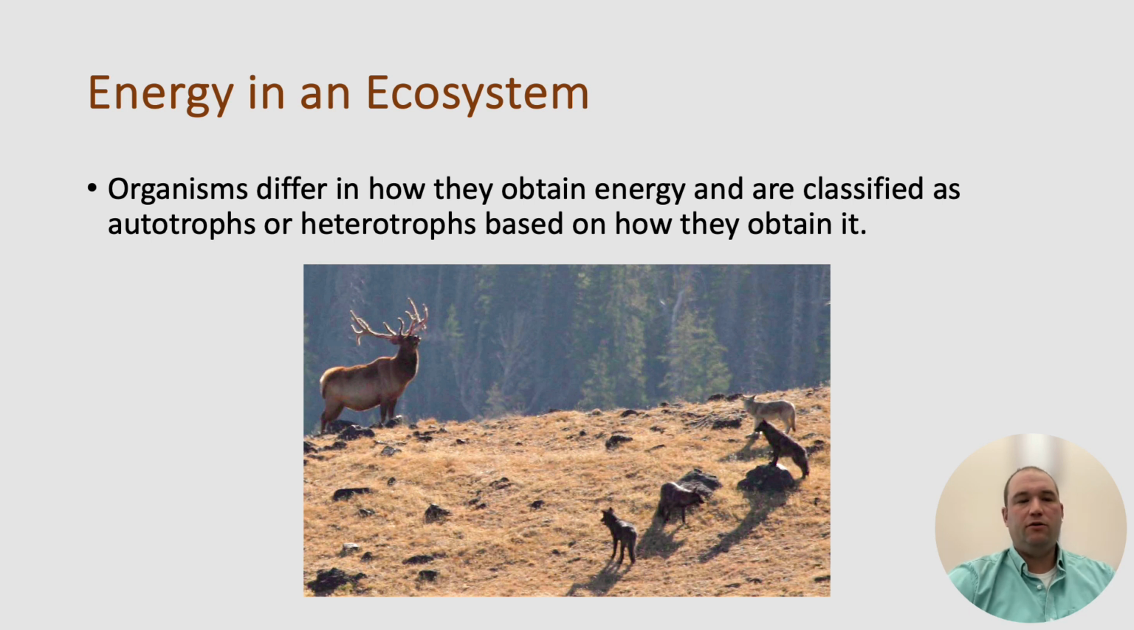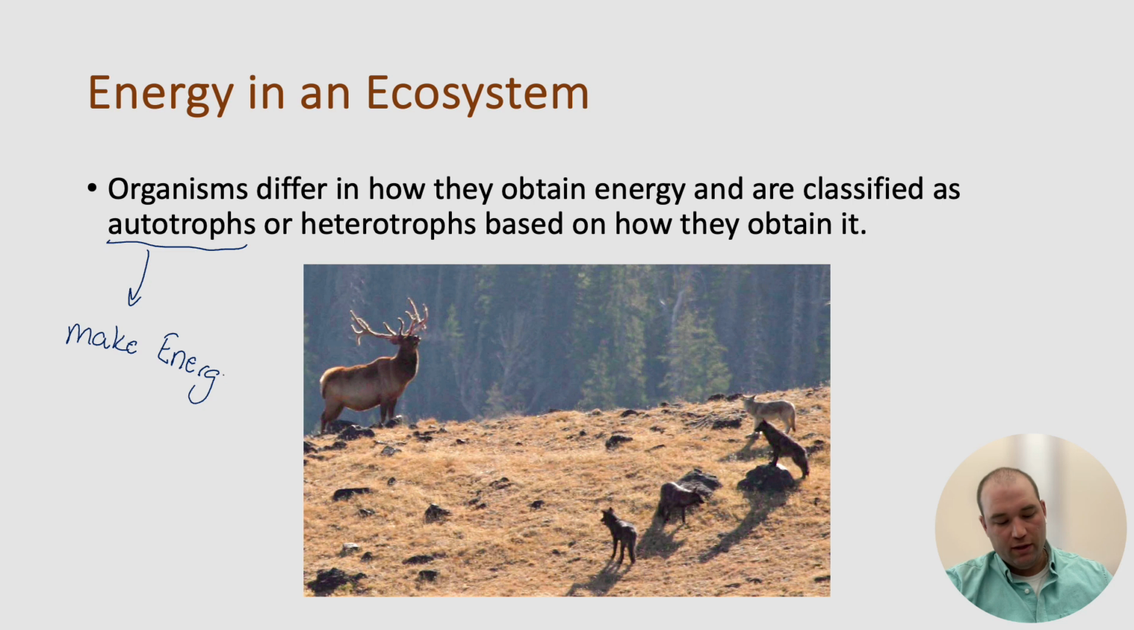So energy in an ecosystem is obtained in different ways. Organisms differ in how they attain energy and how they are classified. So we have two different ones. We have our autotrophs, which make their energy. In other words, one example of an organism that makes its energy would be plants, right? Plants use the sun in order to make energy from sunlight.